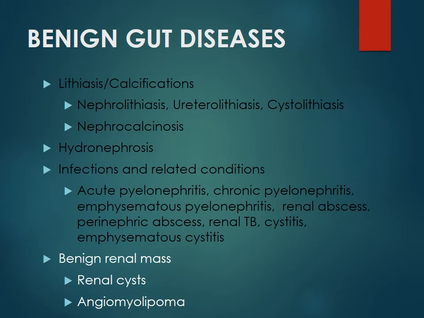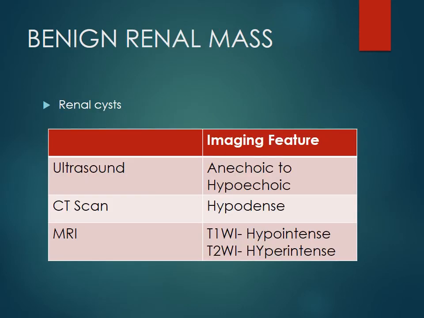We have now discussed the lithiasis, hydronephrosis, and infections, and we will now proceed with the benign renal mass. For the benign renal mass, I will be discussing the renal cyst and the angiomyolipoma. For the renal cyst, on imaging by ultrasound it would appear as an anechoic to hypoechoic focus. By CT scan, it would be hypodense, and on MRI, a renal cyst would appear hypointense in T1 weighted image and hyperintense in T2 weighted image, signifying its water content.